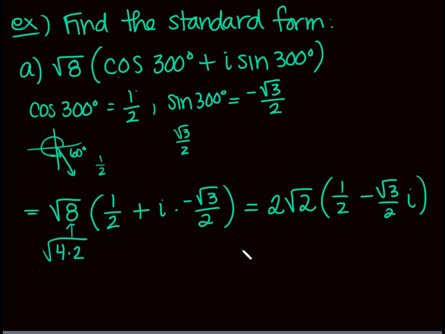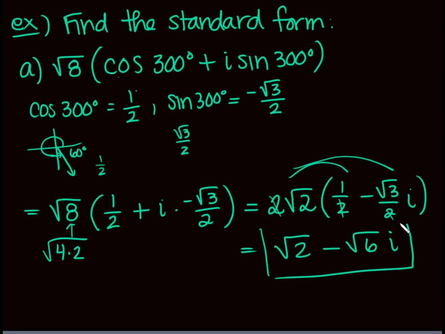Now let's take that through, and what do we get? We get root 2, because if I take it through here my 2s cancel, and if I take it through here my 2 also cancels. So I get root 2 minus root 6 i, or i root 6. Sometimes we'll put that i in front just so it's clear that the i does not go underneath the square root. I hope that makes sense.